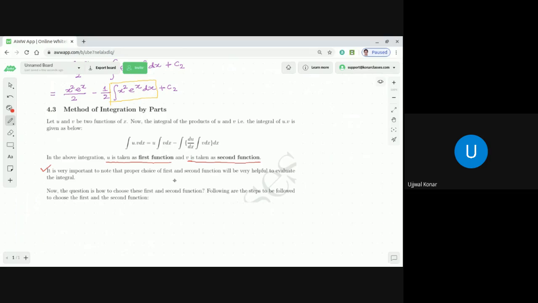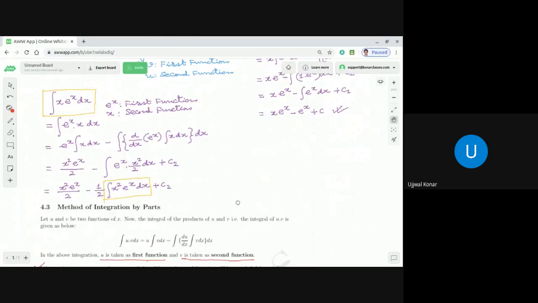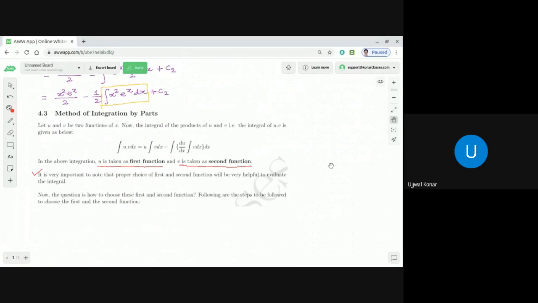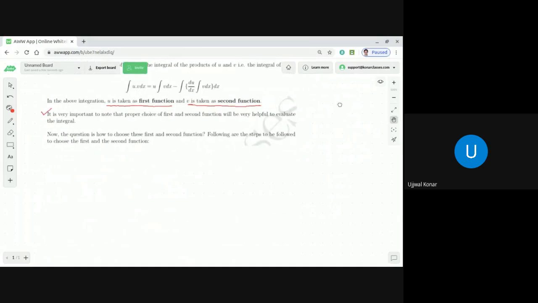Now, we have seen by means of an example that improper choice of first function and second function didn't actually give us the solution, whereas the proper choice of first function and second function actually gives us the solution very, very effectively. So here it is a very valid question: how to choose this first and second function? So I am going to tell you some steps, and we need to follow those steps while choosing the first and second function.